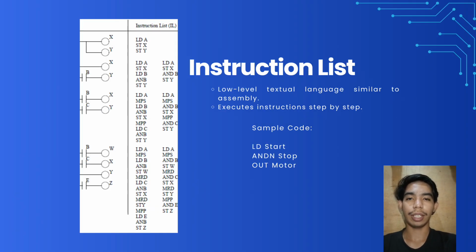Next is instruction list. This is a low-level language that works like assembly code. It runs instructions one at a time, step by step. The example shows loading inputs and controlling an output using short commands like LD and OUT.